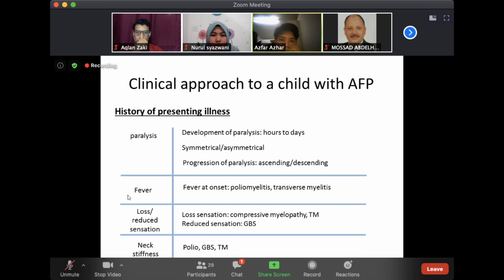Okay, and then next we want to ask about fever, the onset of fever, because we want to rule out if this is an infection itself. Transverse myelitis patients come with fever. Poliomyelitis patients also come with fever. If the patient comes with loss or reduced sensation, loss of sensation can be due to compressive myelopathy or transverse myelitis. Reduced sensation can also be due to Guillain-Barré syndrome. And for neck stiffness, polio, GBS, and transverse myelitis can have neck stiffness.